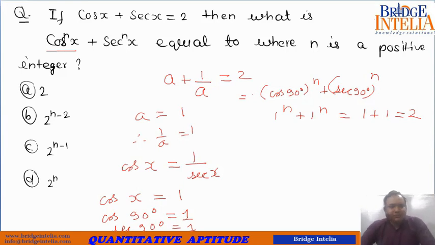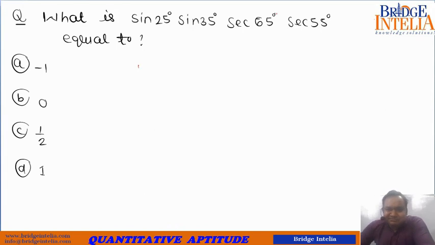So now let's move forward. Again, you see the use of complementary angles. So the complementary angles should alert you to what is to be done. So which angles are complementary? So 25 and 65 are complementary, because if you add 25 and 65, it comes to 90. Similarly, 35 and 55 are also complementary to each other. So we'll have to make use of that.